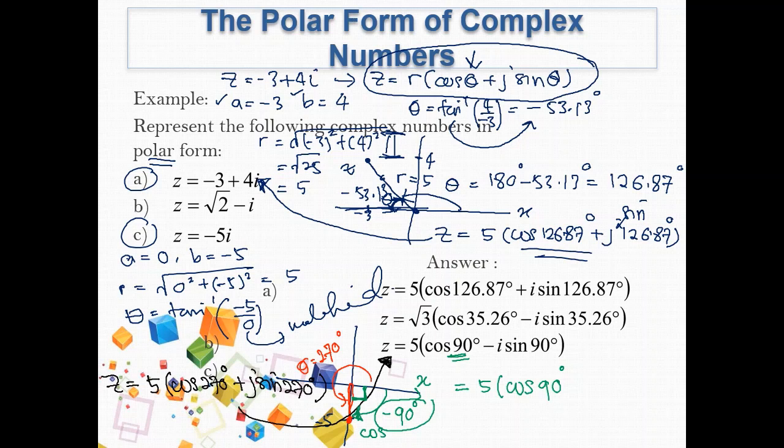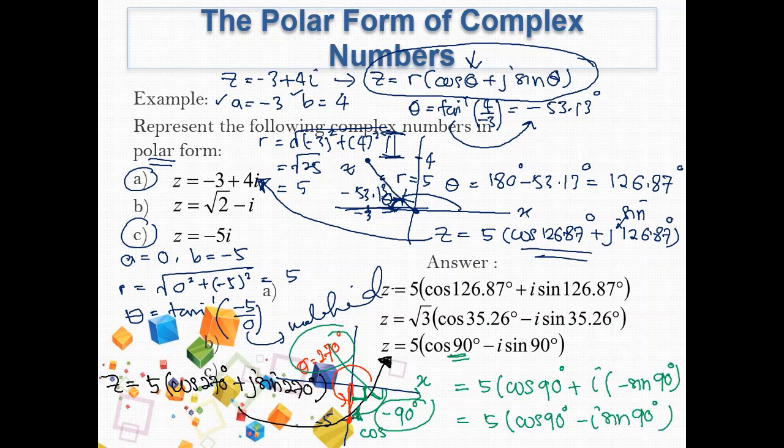Okay, that's why we drop the negative here. But for sine, it will become negative, because sine is positive in the second quadrant. When the angle is in the fourth quadrant, sine is negative. That's why it is negative sine 90 degree. So this is how the answer becomes cos 90 degree minus i sine 90 degree.